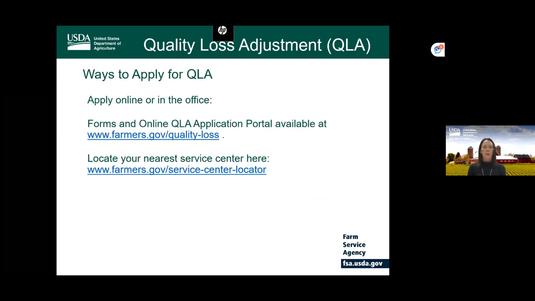You can apply for the program by accessing www.farmers.gov/quality-loss. There is an application portal there where you can complete the application online. Or we suggest and strongly encourage you to use the service center locator and contact your local office for assistance.